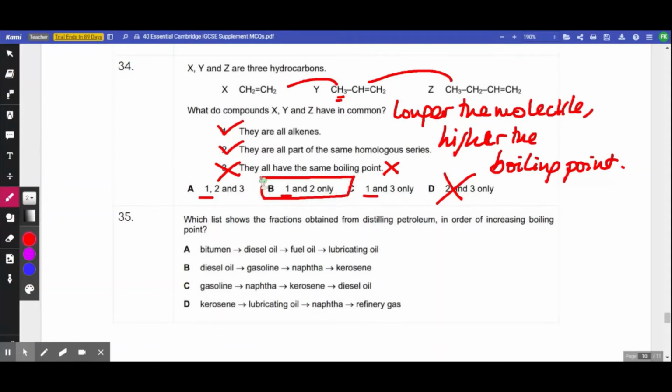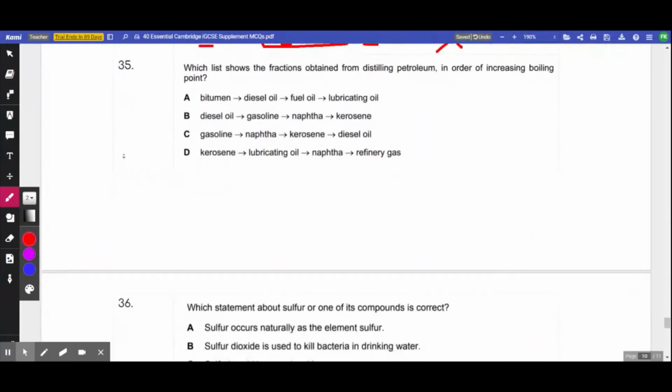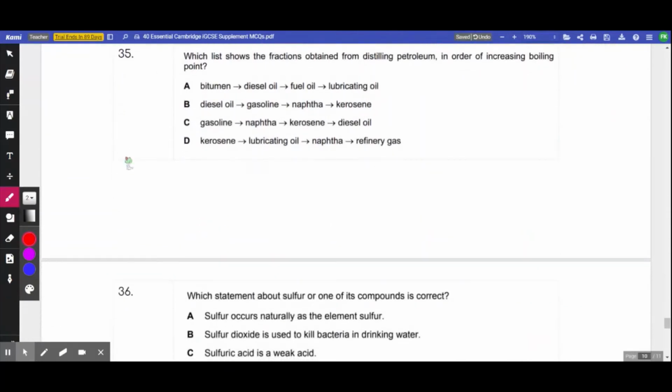Now let's move on to the next question, question number 35. We're nearly there for the series. Which list shows the fractions obtained from distilling petroleum in order of increasing boiling point? So if you want to pause the video and have a go at this question, you may do so.